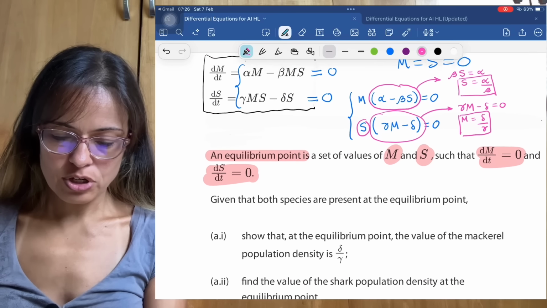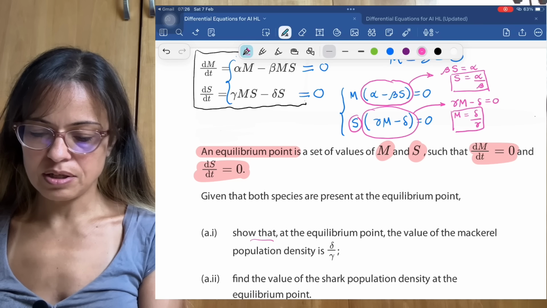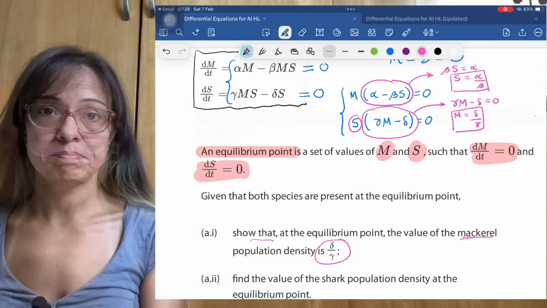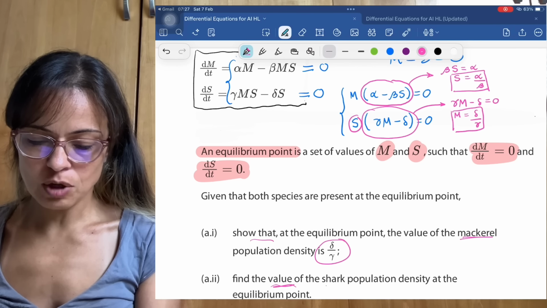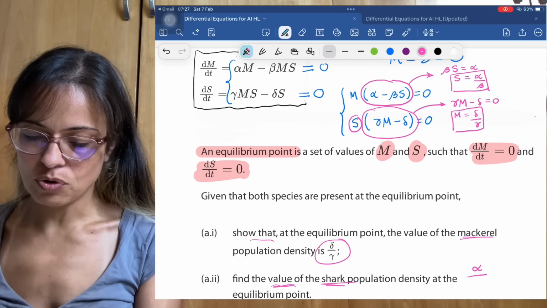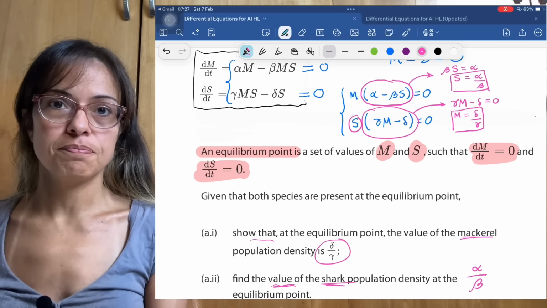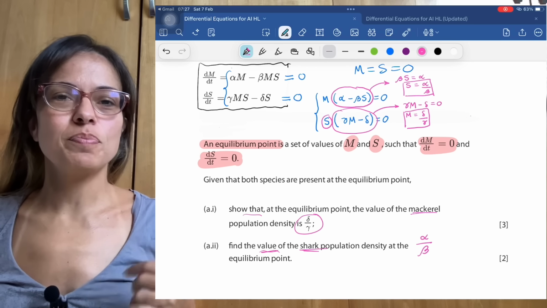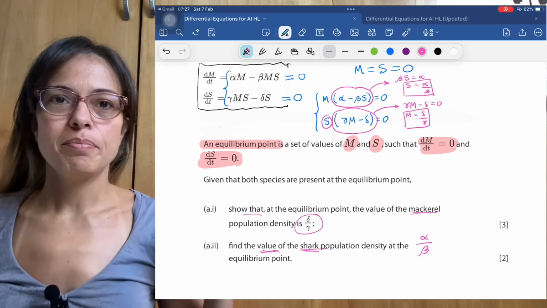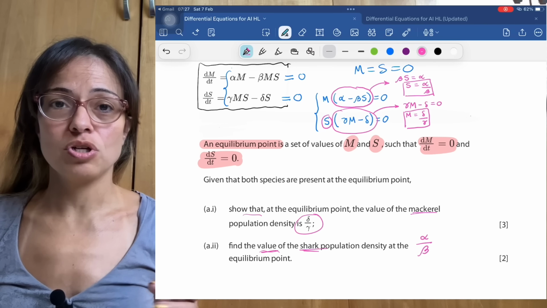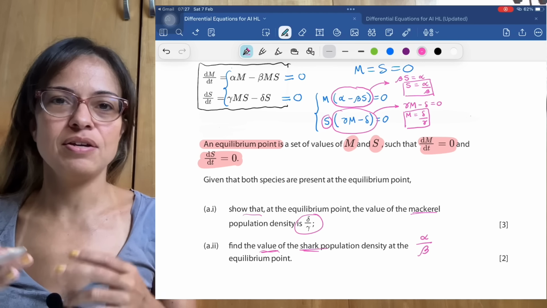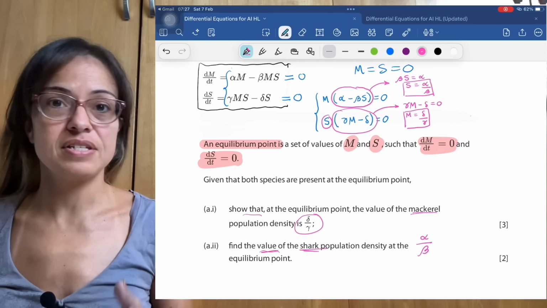This was actually what the question was asking us to do: show that at the equilibrium point, the m is delta over gamma, and then find the value of the shark population, which is the s, at the equilibrium point. Well, that's the alpha over beta that we've already found. So you got 5 marks here, and then the paper 3 question went on to do other things, such as ask you to do Euler's method. But that's not what I want to do with this question. I want to do things that he did not ask me to do, just to see if I would be able to do it in this example.